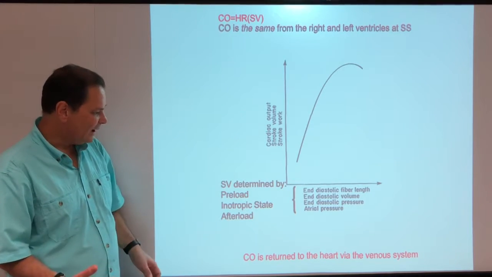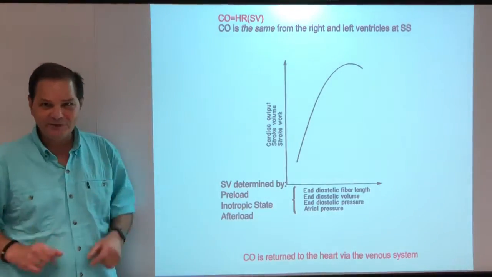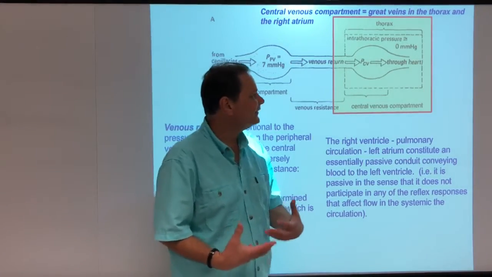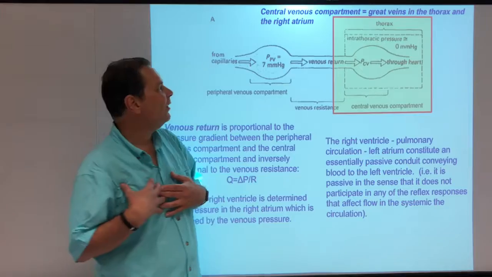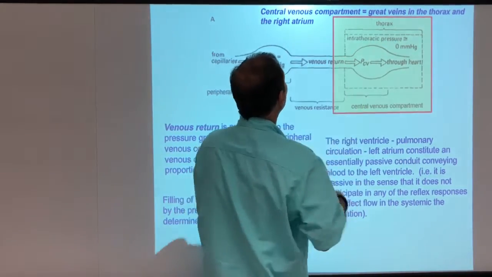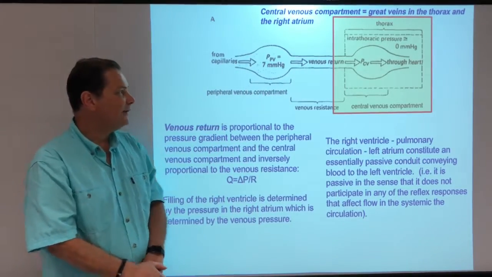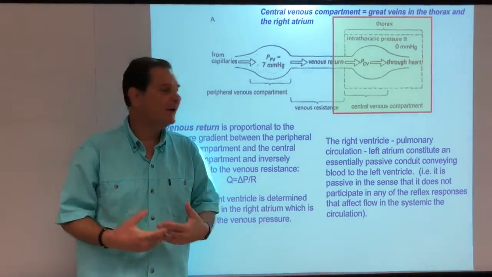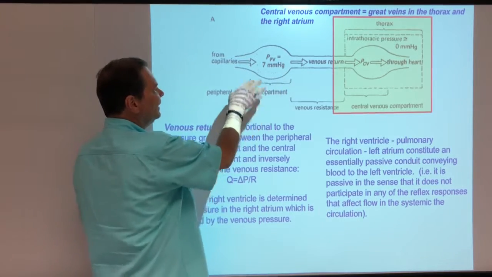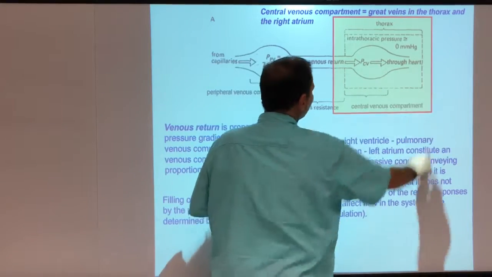All right, whatever the cardiac output, it is returned to the heart via the venous system. Makes sense, right? So what we call the venous system, the really big veins that are feeding into the heart, the great veins of the thorax and the right atrium, we call those the central venous compartment, including the atrium. Okay, they're the big veins in the atrium. The other veins are the peripheral venous compartment, and they feed into the central venous compartment, which feeds into the ventricles of the heart.